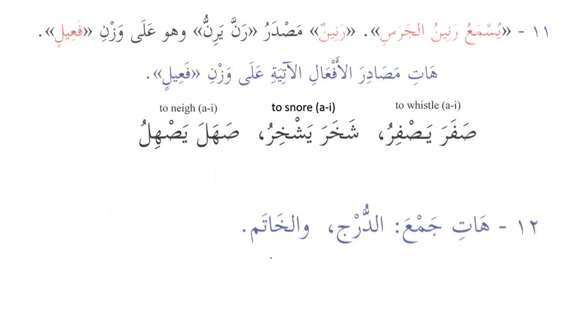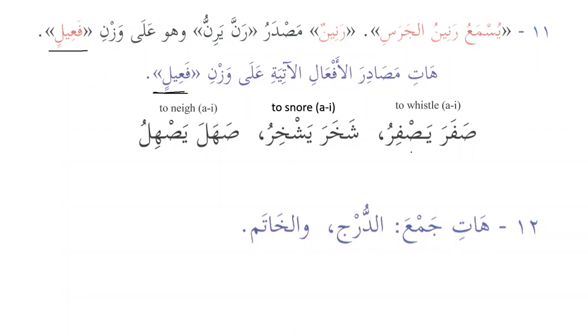Yusma'u raninul jarasi. The ringing of the bell is heard. Raninun is the masdar of ranna yarinnu, to ring, and it's on the pattern of fa'il. Hati masadir al-af'al al-atiyati ala wazni fa'ilin. So now we need the masdar on the pattern of fa'il. So safara yasfiru, to whistle, and we have to provide a masdar on the pattern of fa'ilun. Safir, Ustad, the one which you get in tajweed. Safirun, exactly, in tajweed.